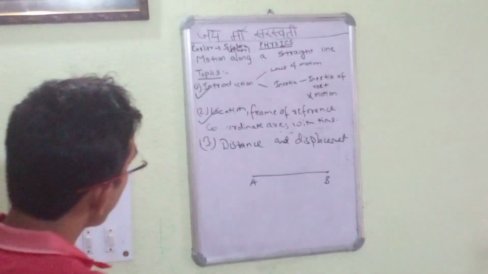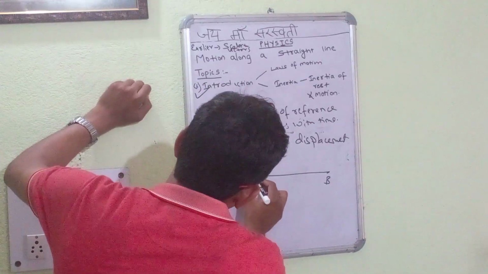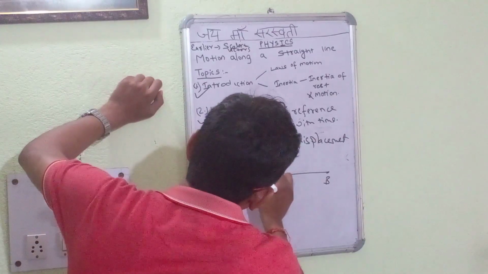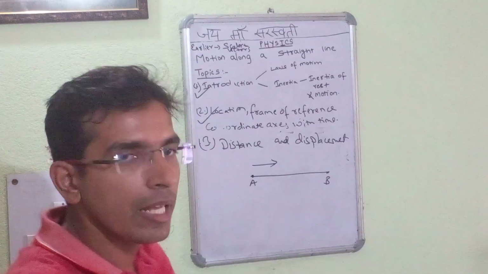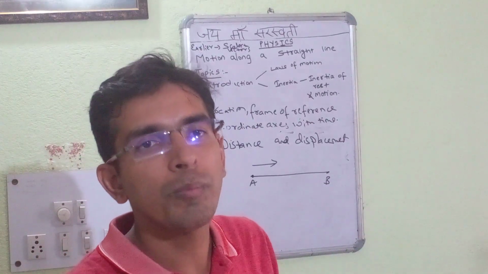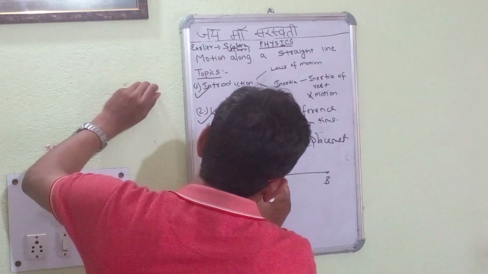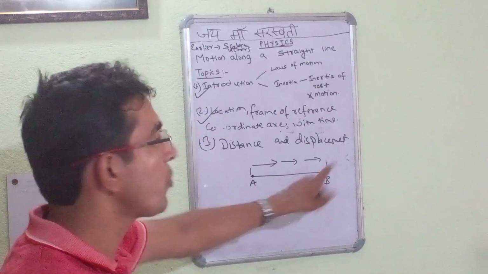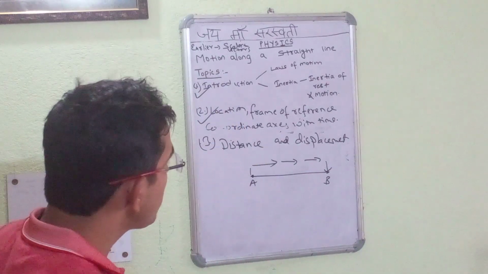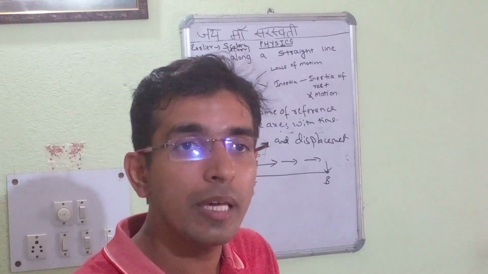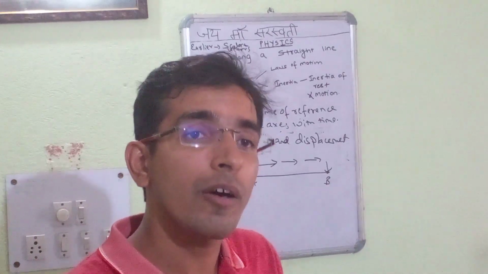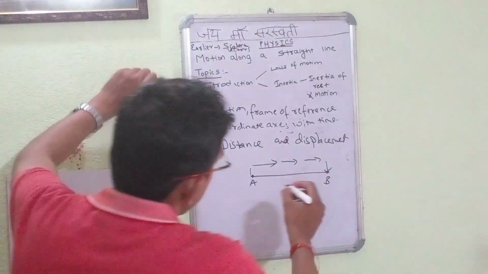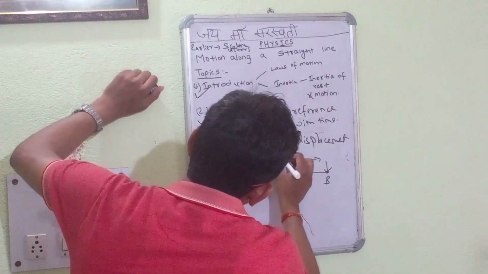Suppose a particular object is stationed at A. This particular object is stationed at A and it is moving towards the right direction. And it attains the position B after some time. Suppose this particle which is moving here, it came here, and it reached the particular point B. So the distance between AB is the distance traversed by a particular object with respect to a certain time. So that is the distance, and suppose this distance is x meter.